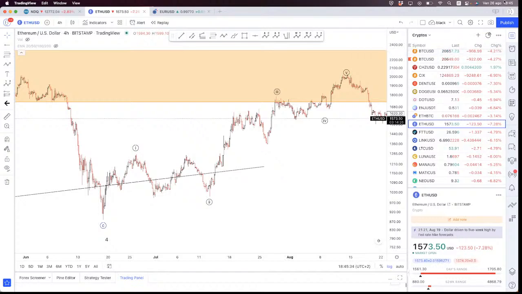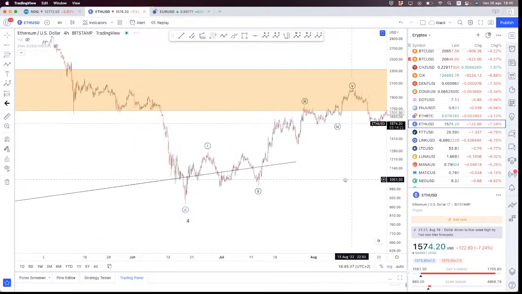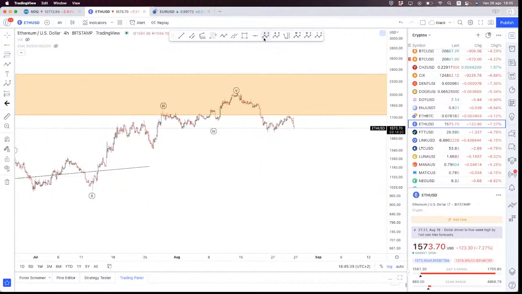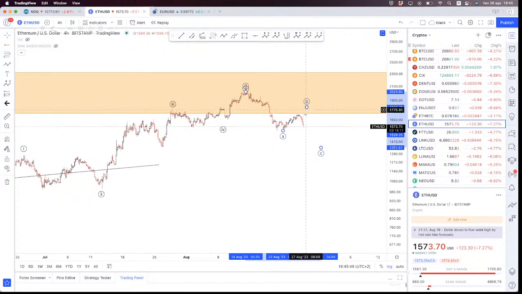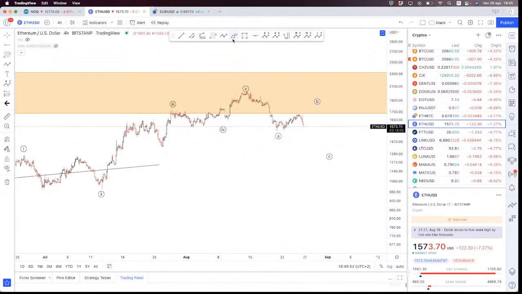So let's see. I would expect further downside. Now, it's possible that we get this as well, but yeah, I would look for further downside. So most likely we may not break this high before we break this low. So in order to break this high, we need to break this low first. That's what it looks like.